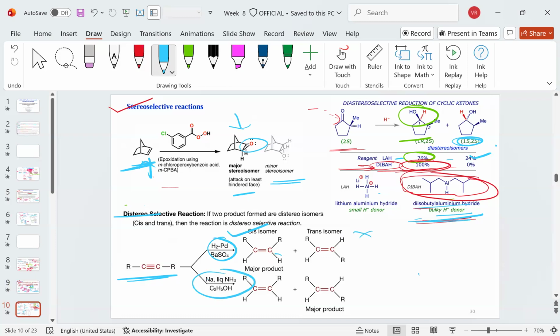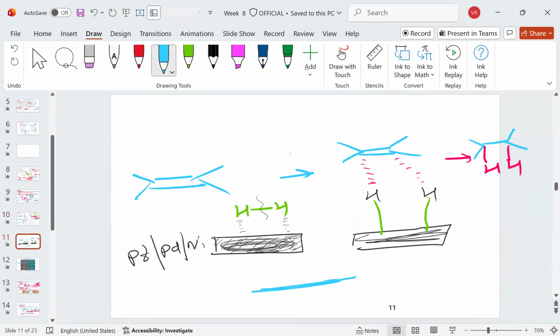However, when you use liquid ammonia and sodium metal or lithium metal, in that case we get the trans alkene as the major product. Why? Because the mechanism of this reduction reaction is different in the H2 palladium, or H2 metal, reduction, as I mentioned in the last video also. Here, hydrogen first binds to the metal, and the cis hydride transfer takes place to the olefin.